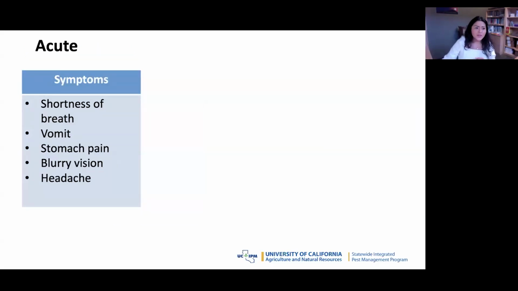So what are those acute health effects? Typically, we see symptoms and signs such as shortness of breath, vomit, stomach pain, blurry vision, headaches, diarrhea, crying of the eyes. It's a broad range of health effects that become apparent. And so those are known as acute.